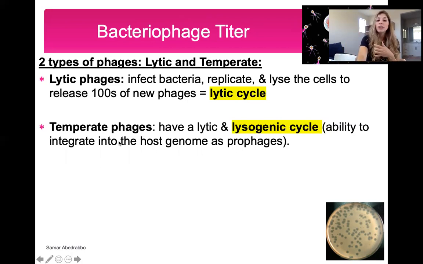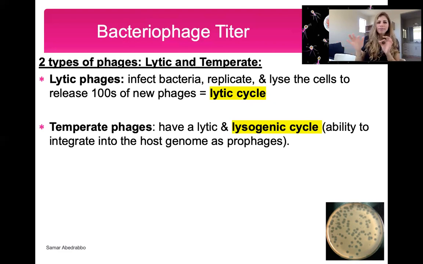Temperate phages, on the other hand, are a little bit different. They also infect bacteria and replicate in the bacteria, but they have the ability to integrate into the host's genome, the bacterial genome. They put their genetic material into the bacteria's genetic material, and once it is there, we call them prophages. We call this a lysogenic cycle, where their genetic material is constantly being replicated when the bacteria's genetic material is being replicated. Now, temperate phages or lysogenic phages can also at any point go back to the lytic cycle.